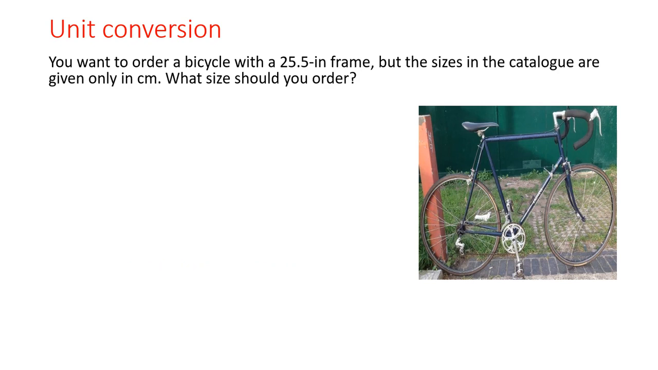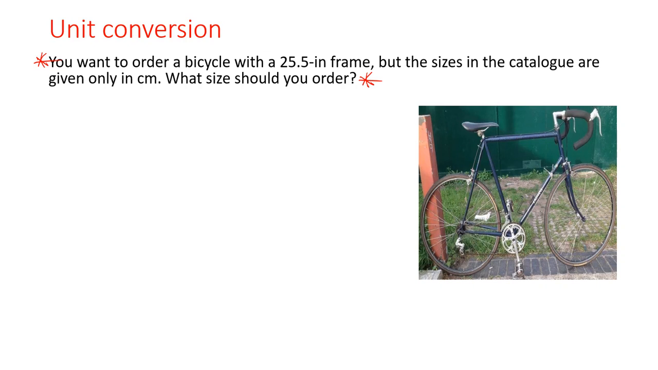So suppose you want to order a bicycle with a 25.5-inch frame, but maybe you are in a different country where the information is given in centimeters, and then you are thinking, I know inches, but these are centimeters. How do I know the actual inches that I want from these centimeters? What size should I order?